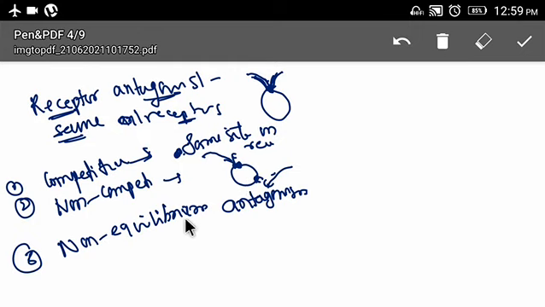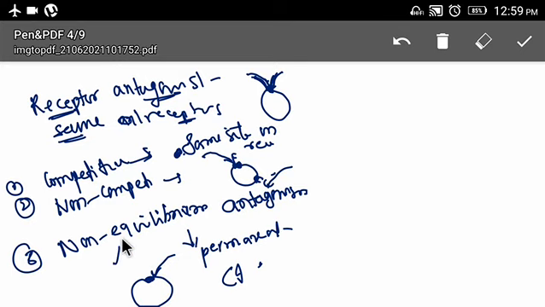In non-equilibrium antagonism, the antagonism is permanent, irreversible. In the other two cases this is actually reversible. If the concentration of antagonist is decreased, then the antagonism will come down. But in non-equilibrium, the inhibition is permanent, it's irreversible. Suppose this is a receptor, we have a site. Here the antagonist will bind, and it binds permanently, irreversibly. This is what is called non-equilibrium antagonism.